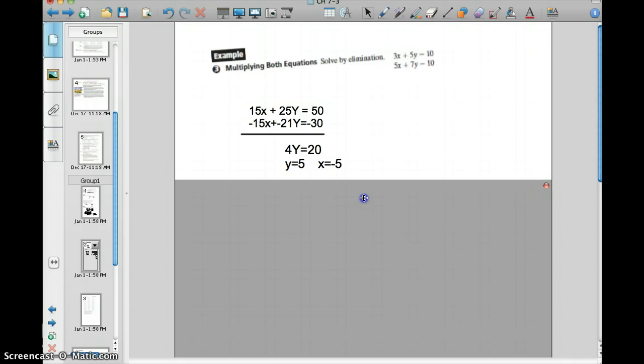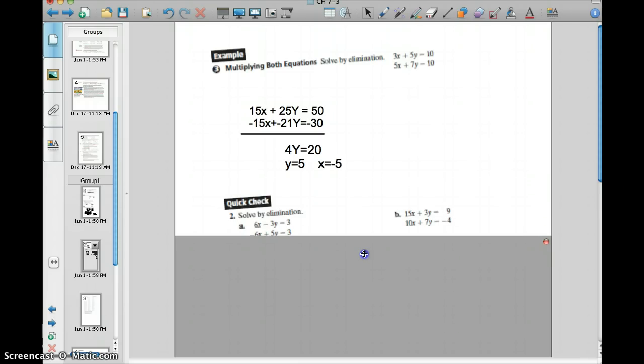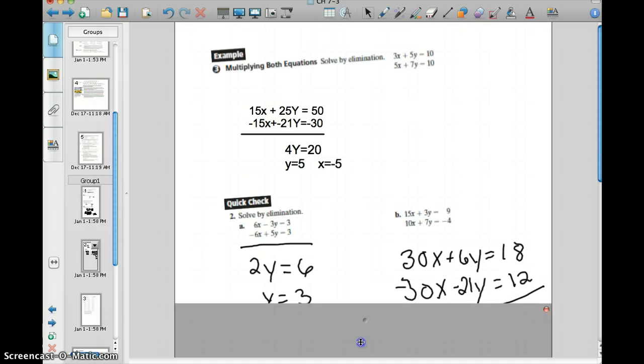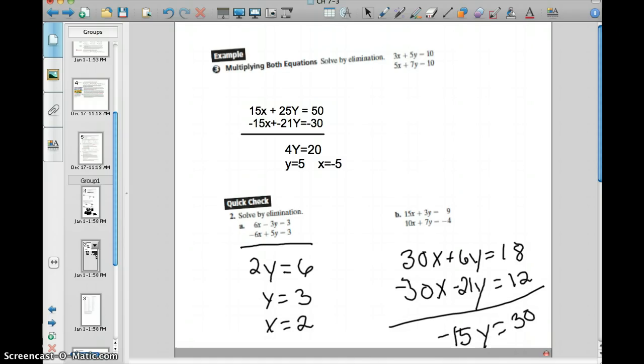Real quick, I'm going to show you the answers to the quick check below so that we can come into class prepared to do some problems from the book. Okay, warning, if you're not ready, pause it. We can see here in quick check 2, our x's are already opposite signs, so it makes it really easy for us to eliminate. We end up getting y is 3 and x is 2.